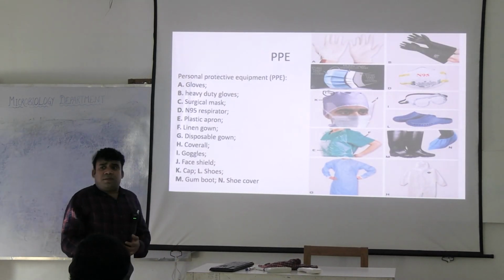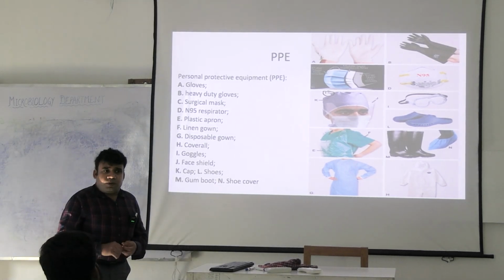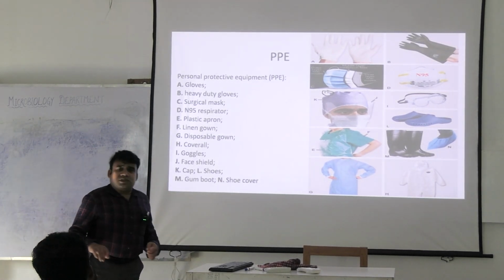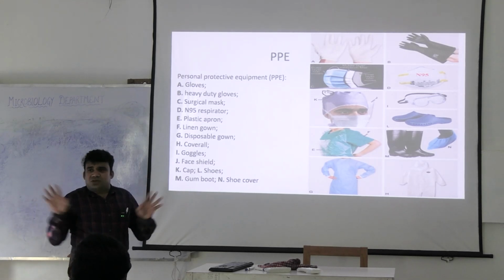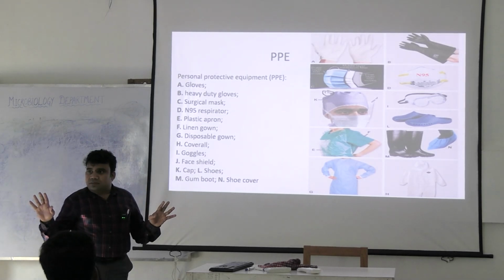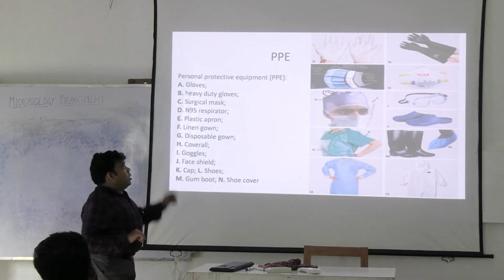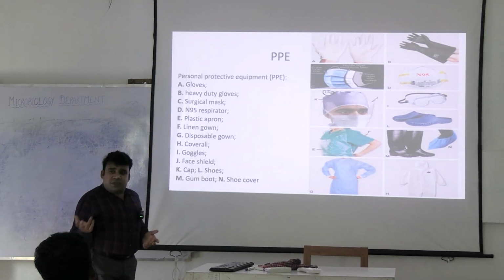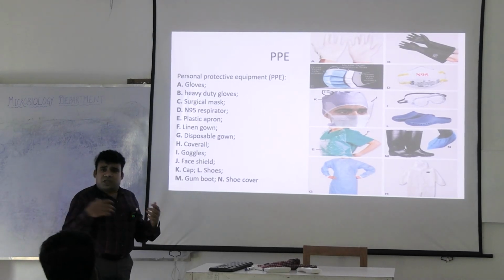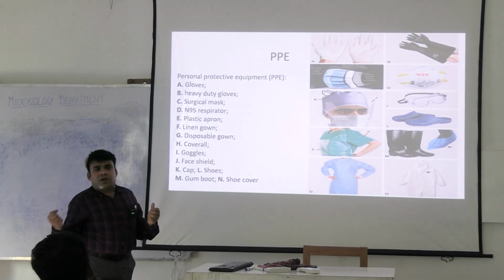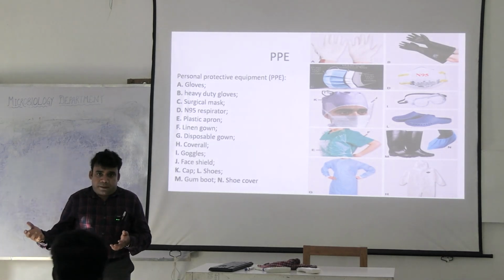So these are the personal protective equipments. What are the components of personal protective equipment? That would include first, gloves. Please remember, gloves is not part of hand hygiene. Gloves is part of personal protective equipment. Gloves, depending on surgical gloves or say nitrile gloves used in the laboratory, or even the heavy duty gloves used by the worker who is transporting the biomedical waste.